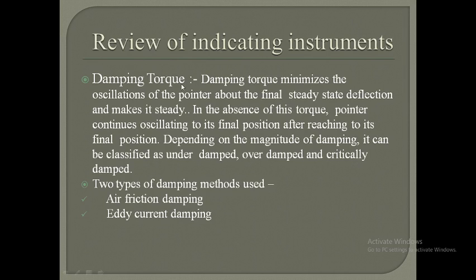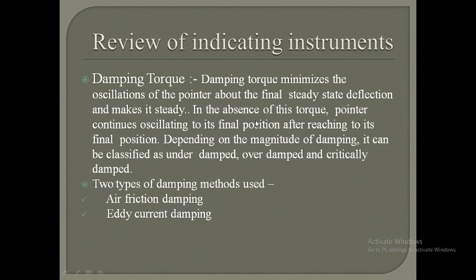Last is the damping torque. Now what is the need of the damping torque? The pointer at times gets fluctuated, swinging from one position to another, which makes it difficult to note down the readings. For that the damping torque is used, right? Damping torque is used to damp out the oscillations which occur in the system, so that you can take the readings and the pointer can stay at one position for some time.